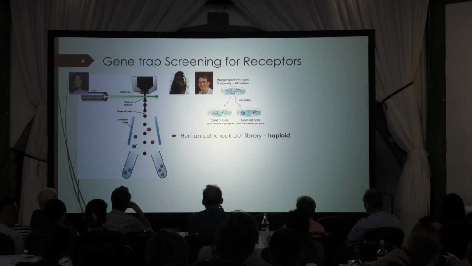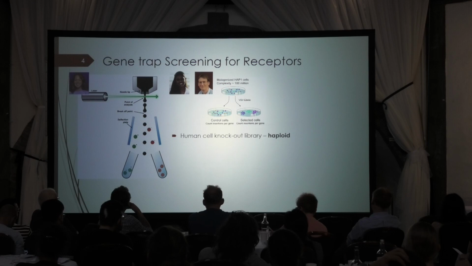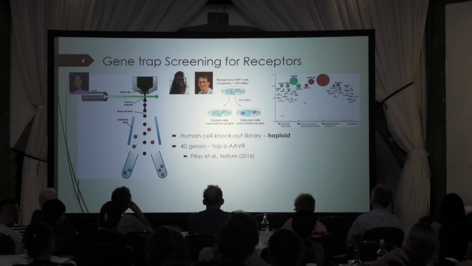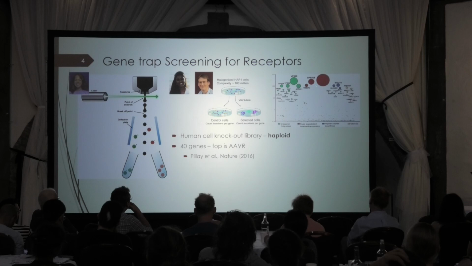Now, in about 2013, I chanced upon the work of Jan Carette, working with Ebola and influenza. As part of his work, he had developed a human haploid knockout library, and we combined his approach and ours to do a genome-wide screening for factors that were involved in AAV cell entry, the most significant of which was an uncharacterized transmembrane protein that we labeled AAVR, for AAV receptor.